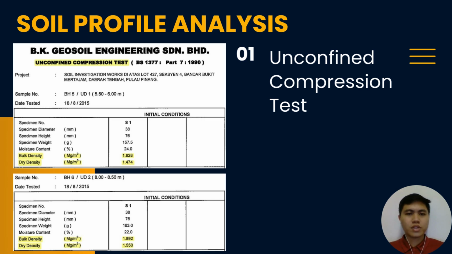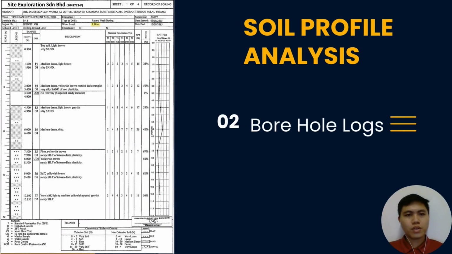Through the unconfined compression test, we can determine the bulk density and dry density of the soil, typically expressed in megagram per meter cube. By multiplying these values by 9.81, we can convert them into kilonewton per meter cube, which is a more practical unit in geotechnical design. The borehole log provides essential subsurface information, including changes in soil type, bed depth, groundwater table level, and standard penetration test (SPT) values. These data help us assess the relative density and engineering behavior of the soil layers.